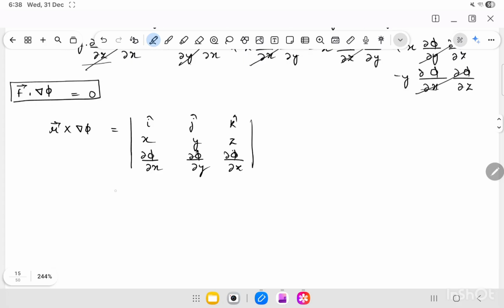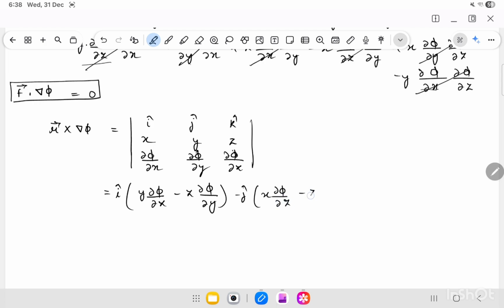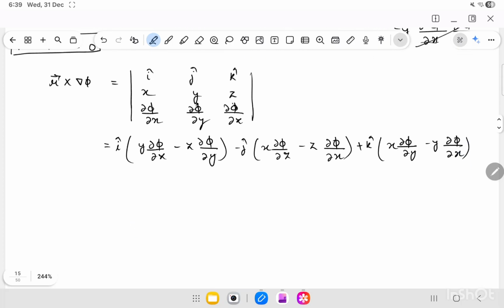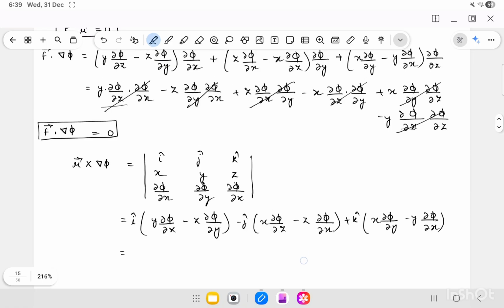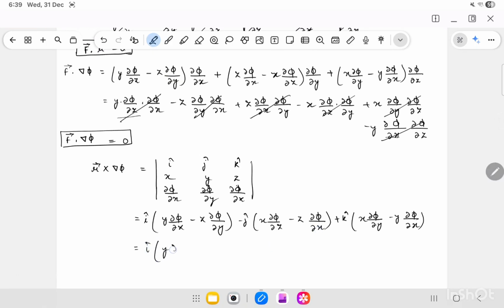and so this will be equal to i cap times (y ∂φ/∂z − z ∂φ/∂y) minus j cap times (x ∂φ/∂z − z ∂φ/∂x) plus k cap times (x ∂φ/∂y − y ∂φ/∂x). Now if I pull the negative sign inside the bracket, it will be equal to i cap times (y ∂φ/∂z − z ∂φ/∂y) plus j cap times (z ∂φ/∂x − x ∂φ/∂z) plus k cap times (x ∂φ/∂y − y ∂φ/∂x).